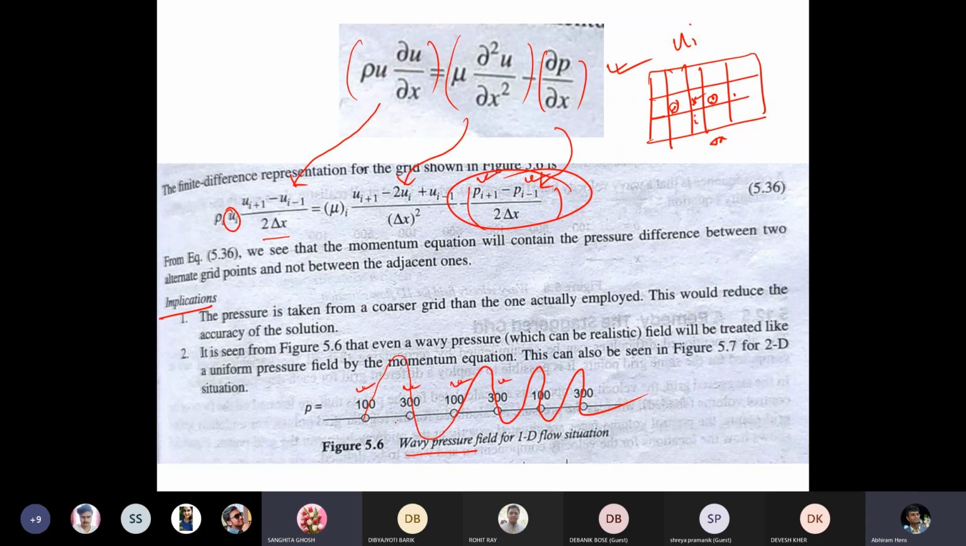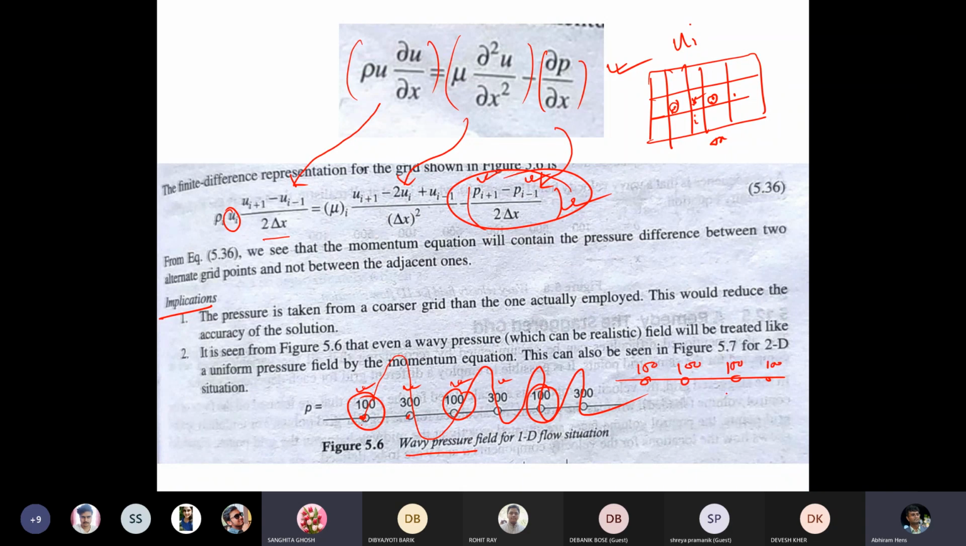That means what? For calculation of this point also, it is taking the values of this 100 and this 100, again an alternative point 100. So in this kind, although this pressure field is wavy, your discretization will show that at all the points pressures are 100 only. So it will show only a 100 pressure field. That uniform pressure field will be reflected.